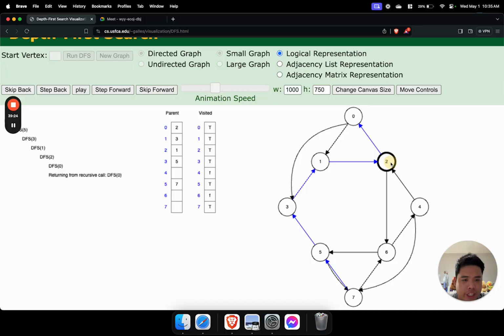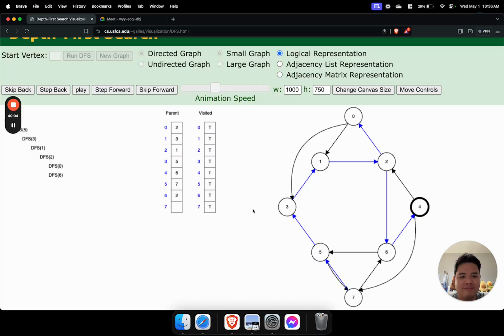From 2, I'm going to check, do I still have adjacent vertices that haven't been checked? 6. I have 6. So I am going to check. Is 6 already visited? No, it's not. So I'm going to 6. And I'm going to set 6 to visited. I'm now at 6. 6 can go to 5 and 4. I'm going to check first the smaller value, 4. So is 4 already visited? No, it isn't. So I'll go to 4.